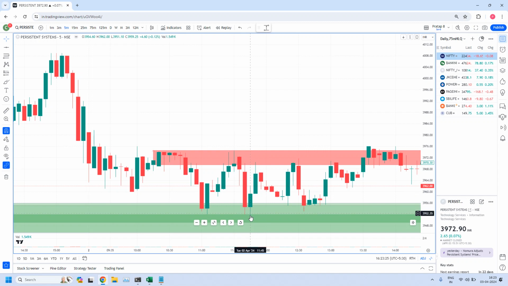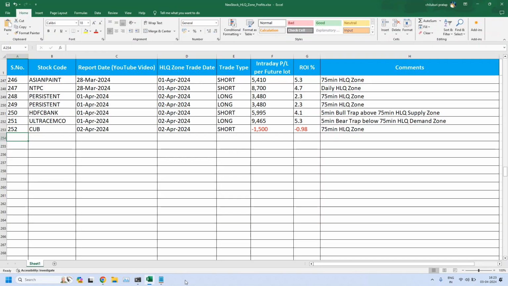See, next time again it went a little inside, maybe another 30 or 40 paisa. Then again see the next candle; after the next to next candle it reached the target. So this is the way we got 2 entries, and that way Persistent has given 3,480 rupees profit each trade.